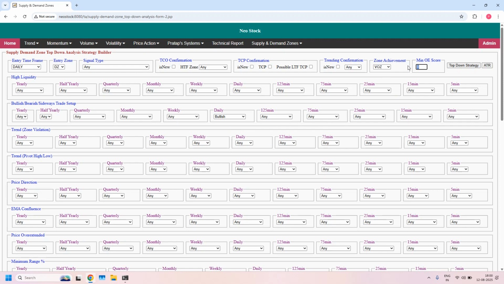Minimum odd enhancer score should be 11 for sideways. And third filter, PR zone only for daily time frame, I am not selecting, because any PR daily demand zones, you can apply PR zone strategies that you learned in lesson 27. I think lesson 28. Lesson 28 for PR zone strategies.